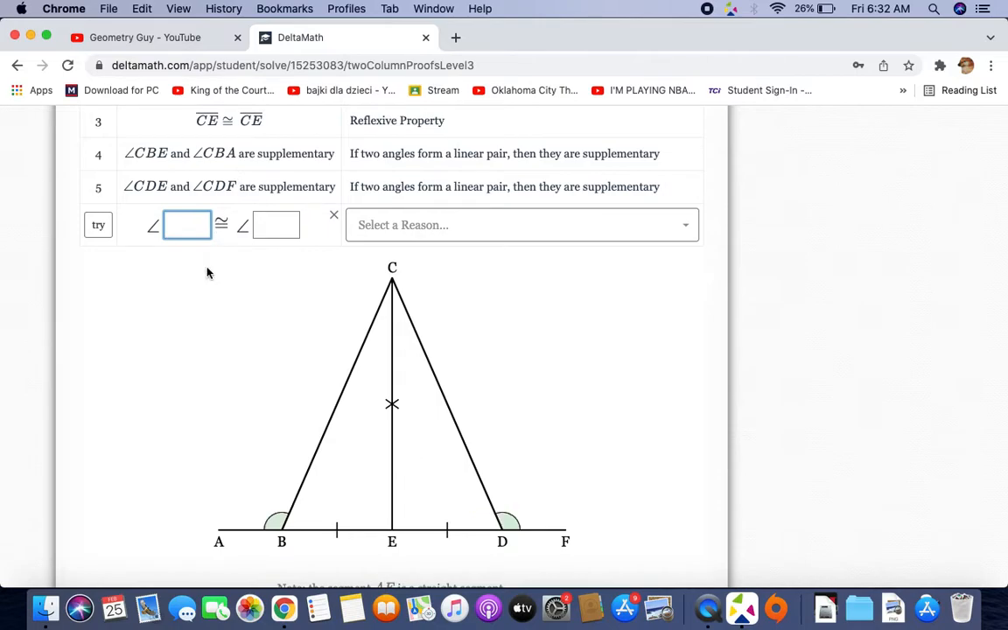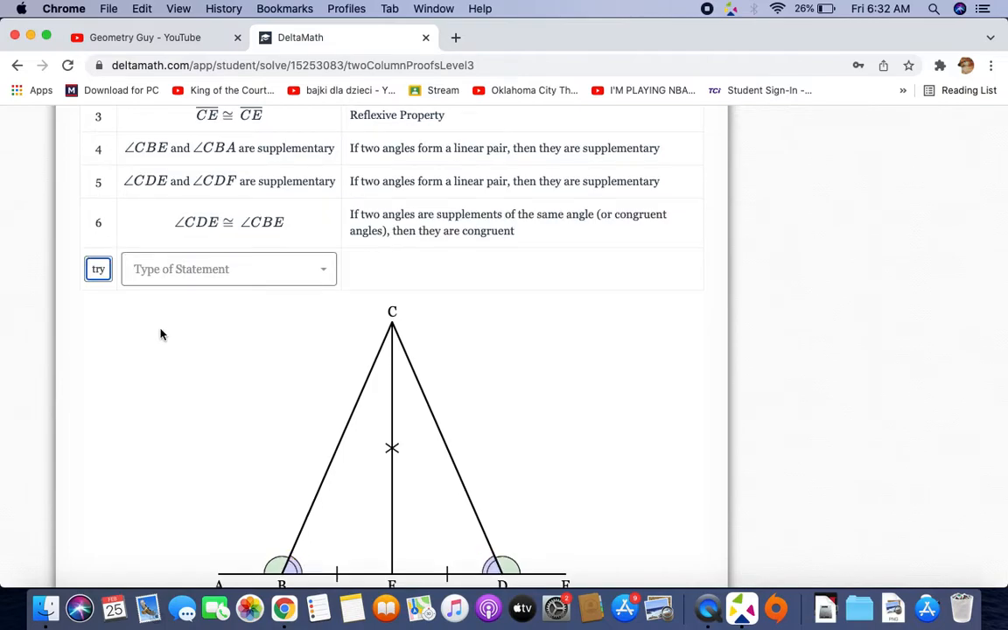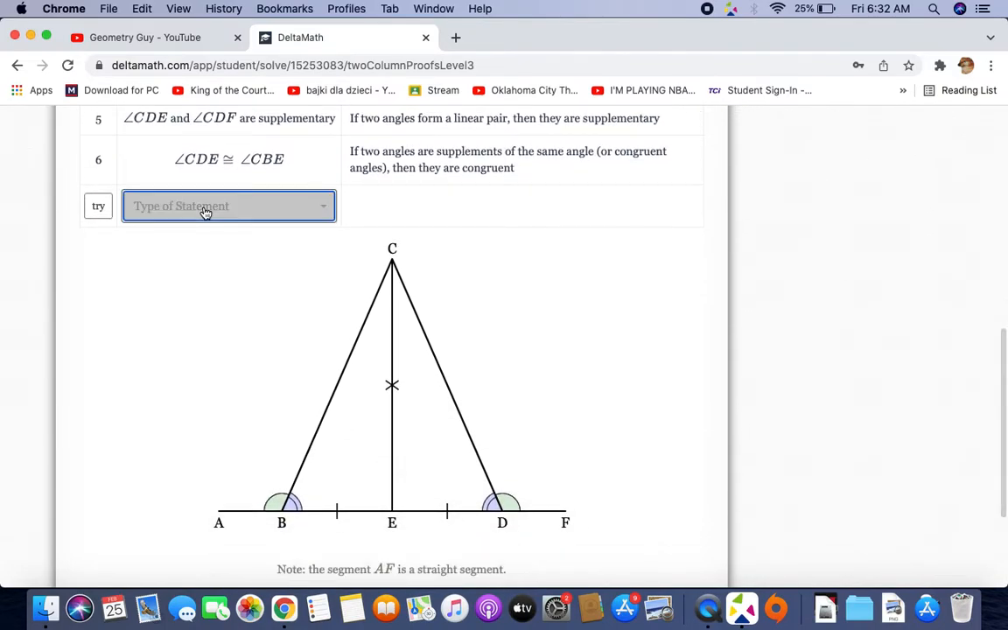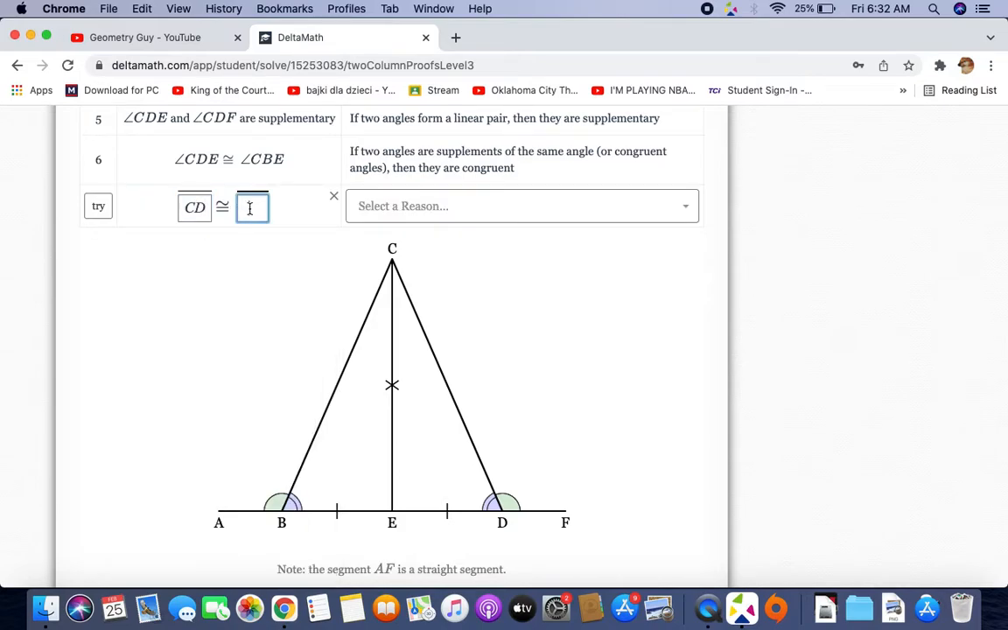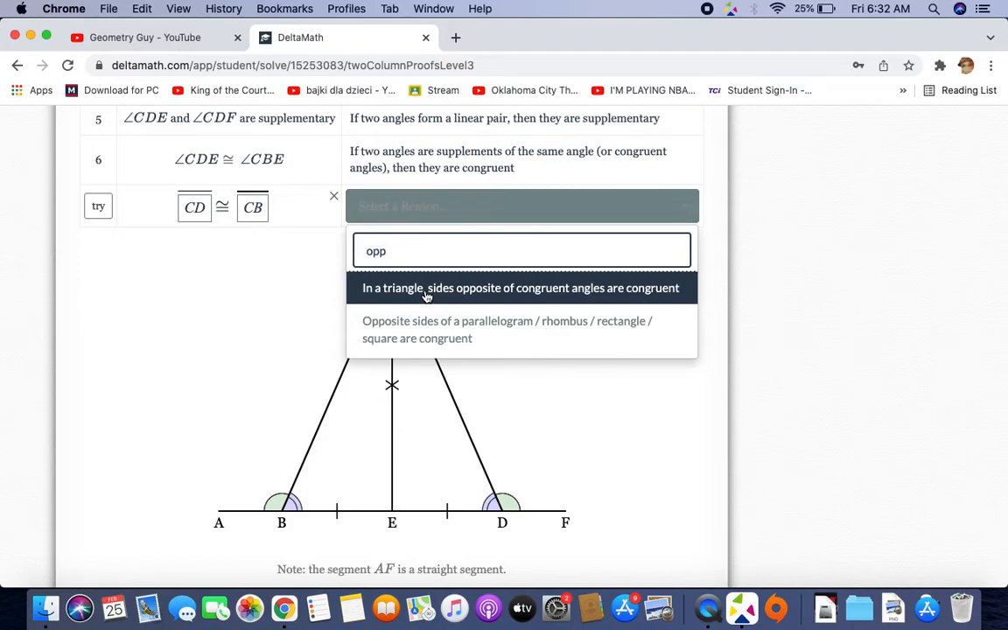We can also say that CDE and CBE are congruent to each other because if two angles are supplements of the same angle, then they are congruent. We can also say that CD is congruent to CB, and the reason for that is in a triangle, sides opposite of congruent angles are congruent.